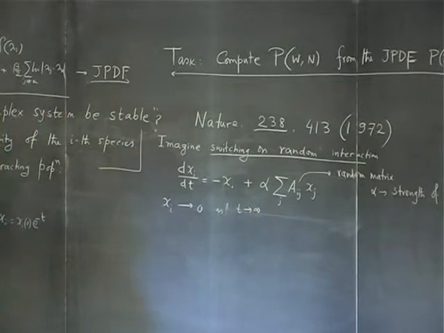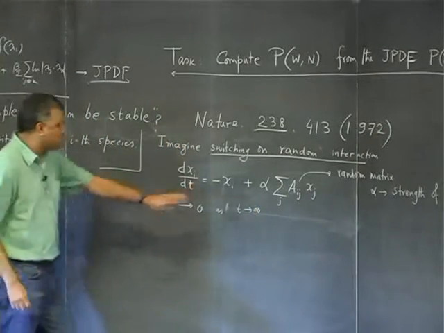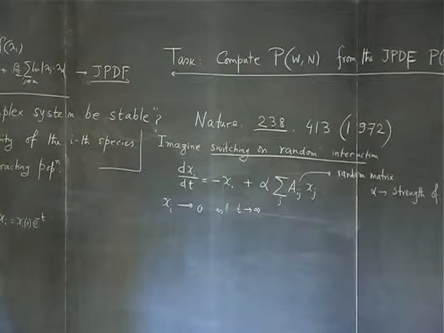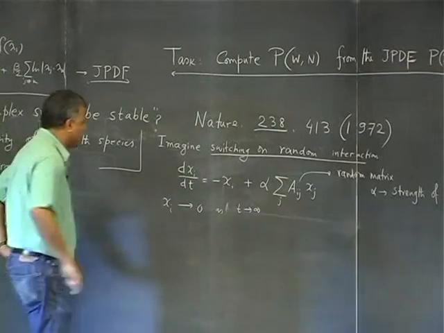Okay. It's not completely obvious, right? If alpha is 0, certainly they are stable, but I switch on the interaction and ask what is the effect of interaction on the stability of the system. So I want to address this problem.